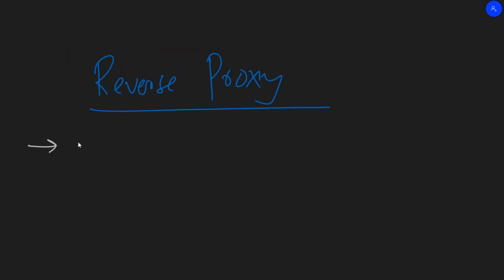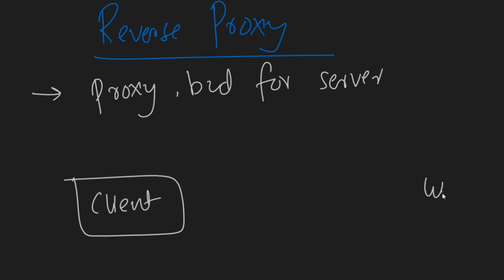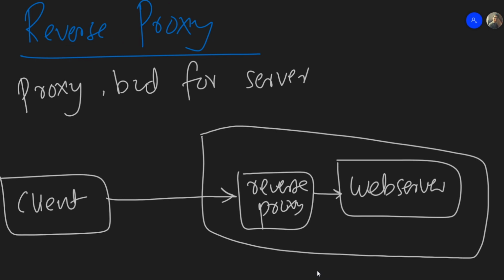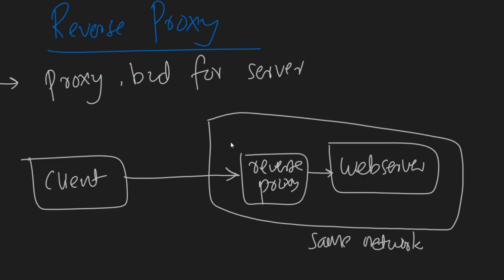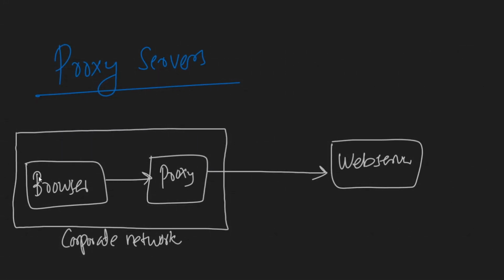So with that logic, we can define reverse proxy as a proxy that is acting on behalf of the server. That is, you are the client here, and you have a web server here, but you have a reverse proxy here. The request from the client is handled by the reverse proxy, and then it passes it to the backend web server. This will probably be in the same network. Now remember, here the box or the network is circling the reverse proxy and the web server. In the previous case, it was circling the browser and the proxy.